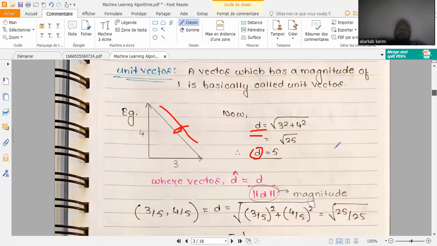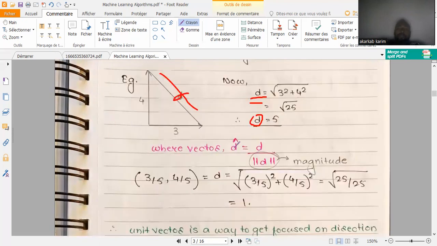Well, the unit vector equals the vector divided by its magnitude. If we return to this example, we have this coordinate point, 3 divided by 5 and 4 divided by 5, where 5 is considered the magnitude. The magnitude equals the root of (3 divided by 5) squared plus (4 divided by 5) squared, which equals the root of 25 divided by 25, equal to 1.